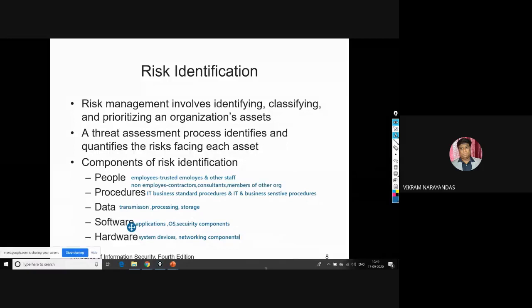So all this comes under the hardware. Before risk management, we want to identify the risk in your organization. So what are the components of risk identification? One is the people, next the procedures, the data, software, and hardware. All of these are the components of risk identification.